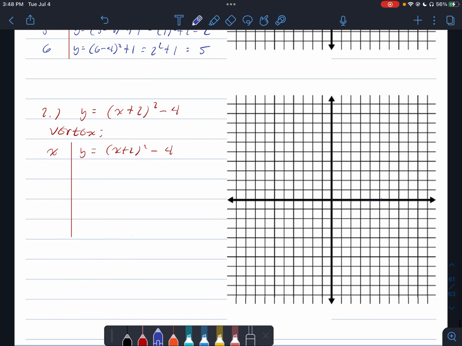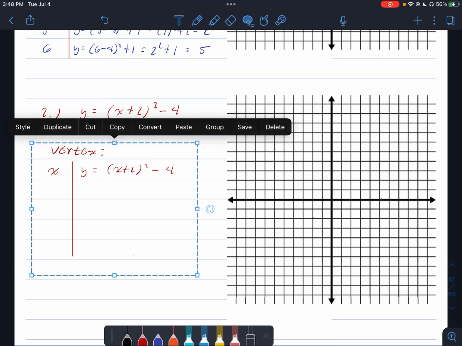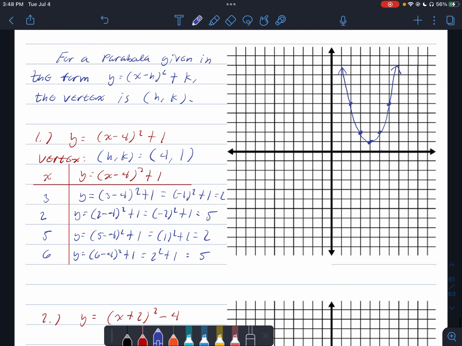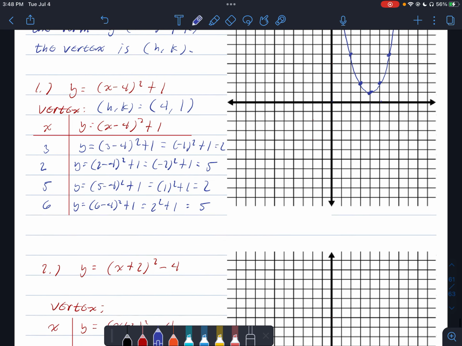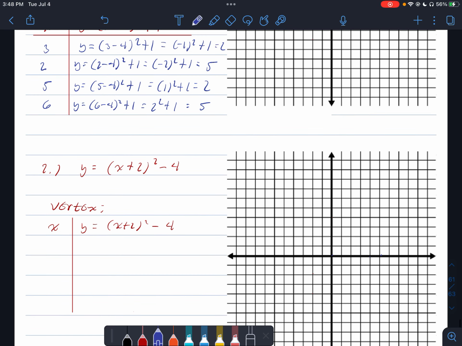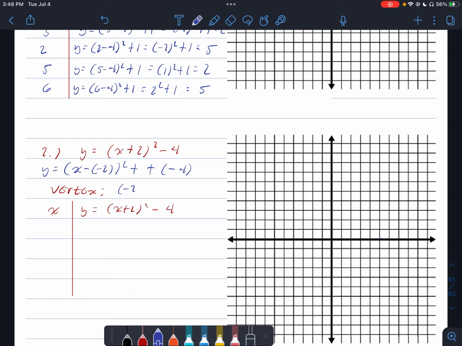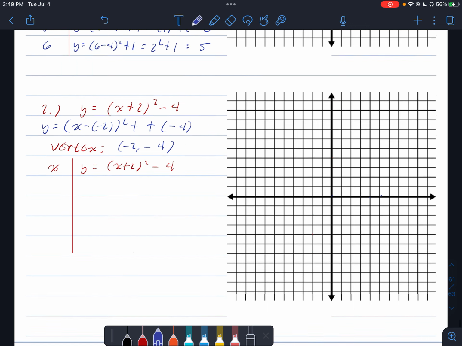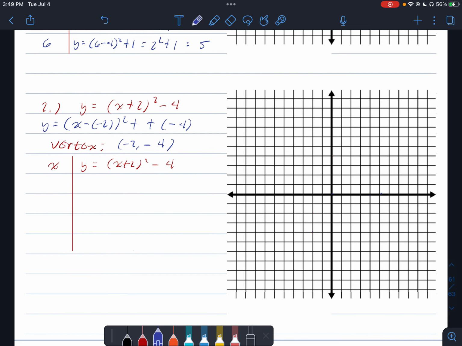For this one, we have y equals (x plus 2) quantity squared minus 4. In order to find the vertex, let's first see if we can put it in the form that we were given in our initial statement. Our initial statement said if we have y equals (x minus h) squared plus k, then we can find our vertex that way. So we can rewrite this as y equals (x minus negative 2) squared plus negative 4. That means our vertex is going to be given by (negative 2, negative 4). So we'll go over 2 to the left, and then we'll go down 4.